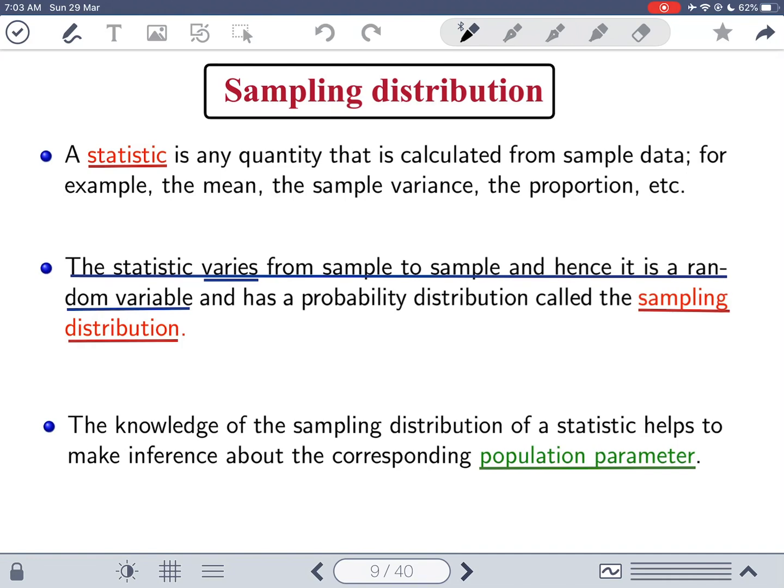So, sampling distribution. Here we first need to remember what a statistic is. Remember a statistic? This is any quantity that is calculated from sample data. So this is the definition. Let's even highlight it better. So this is what a statistic is. Like what? Like the mean. And remember, for a sample, the mean, we call it X bar.